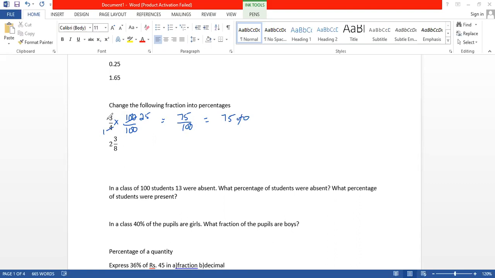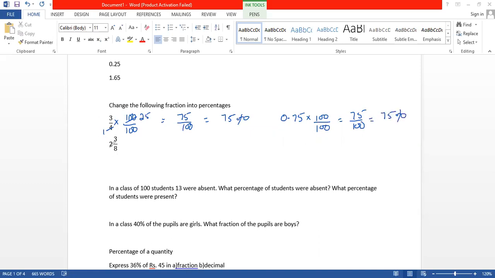Or if you find it easier, you can convert this fraction first into a decimal. If you just use your calculator and do 3 divided by 4, you would get 0.75. So now it's converted into a decimal and you can simply do this. This would become 75 over 100, which is 75%.